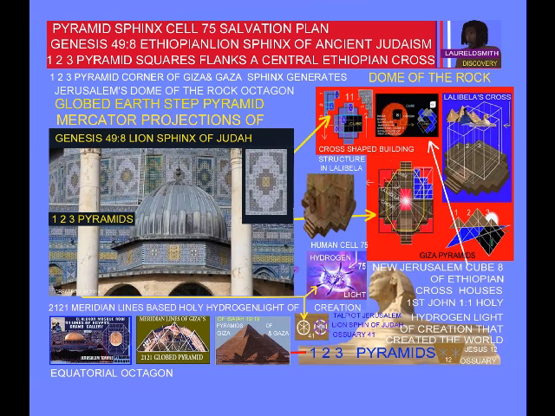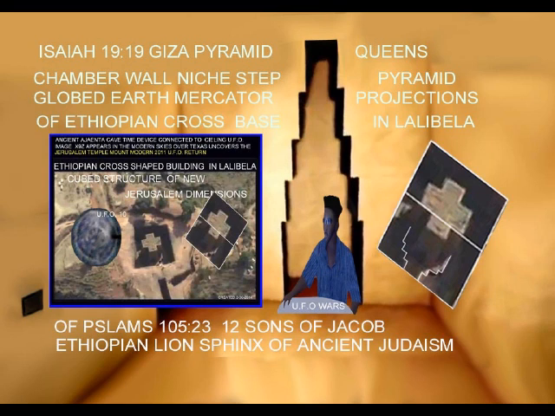in New Jerusalem, which uncovers the National Space Administration SOHO satellite images of a Jupiter-sized black orbiting cube structure of New Jerusalem around our sun. This exposes the book of Revelation 21:18, returning cube egg structure of New Jerusalem, that's connected to the Isaiah 19:19 Giza pyramid, lion sphinx of ancient Giza, Gaza, Palestine, Ethiopia, and Jerusalem.